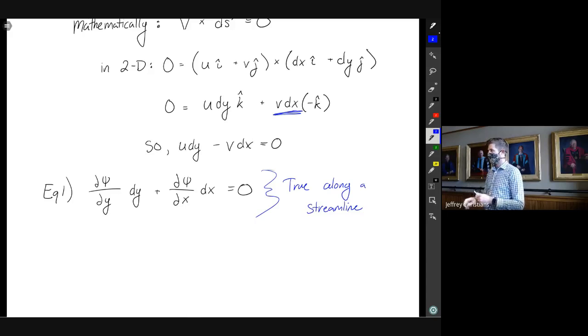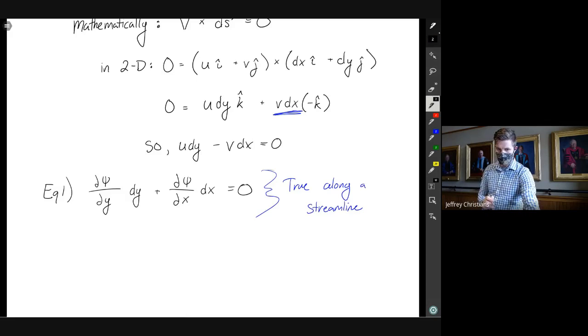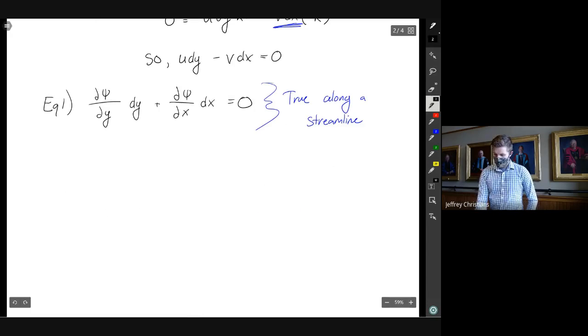This is from the definition of the streamline, this has to be true as we move along a streamline. Because that streamline is always tangent to the velocity field, which is how we got this top equation, and then we just plugged in our definition. So this equation is true along a streamline. Let's look at a second equation. So that's our first equation.